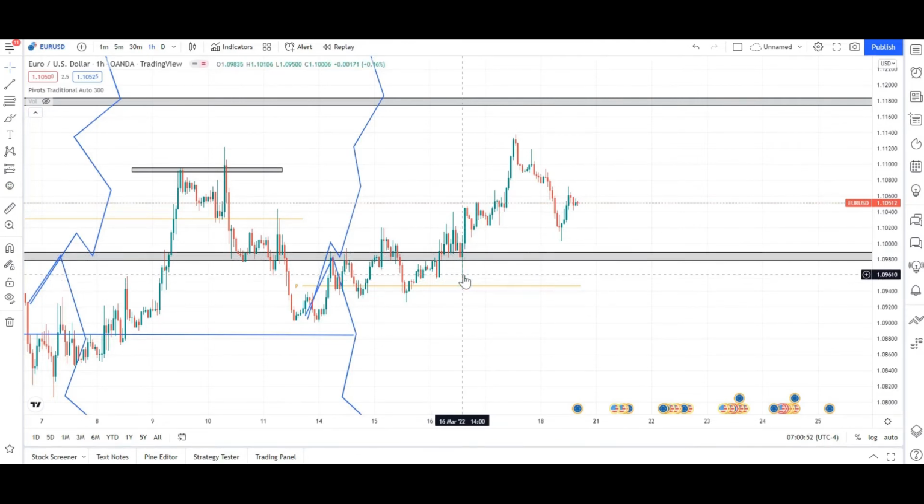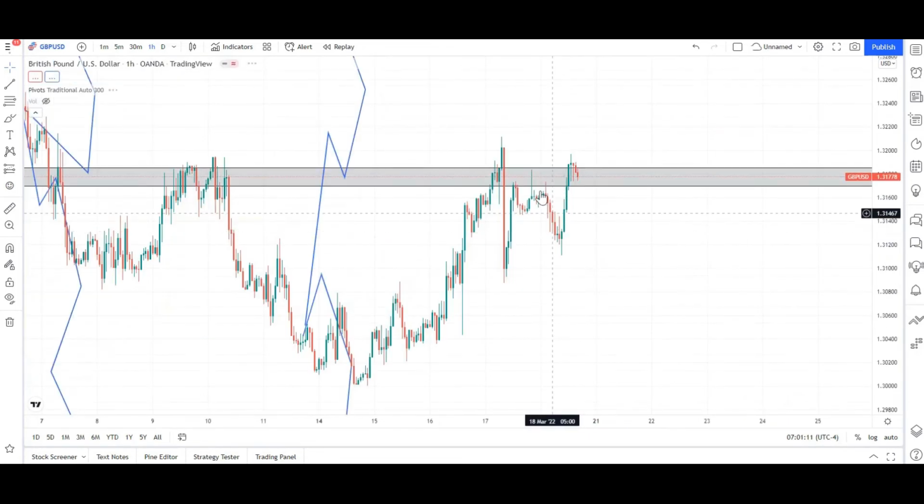When this wick is making, here only somewhere I have bought and my SL will be very small here somewhere, and I have taken this first target, second target. After that I have booked my whole profit because I am not sure it will go till upside, so I booked my profit and it came once again downside guys.